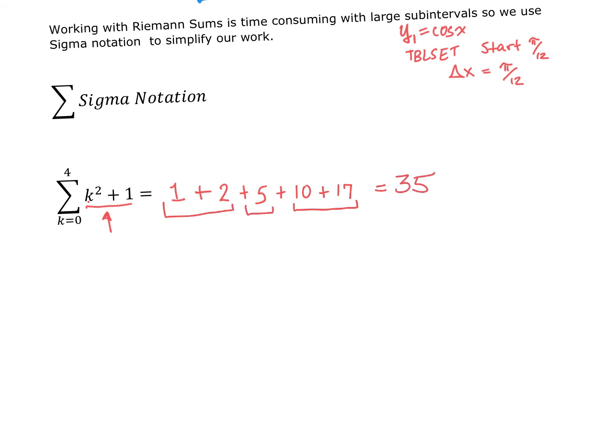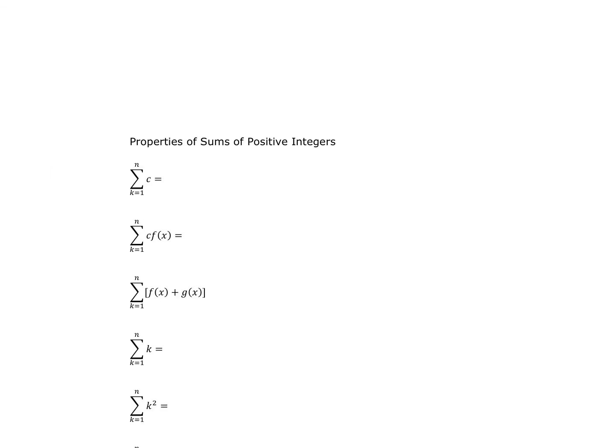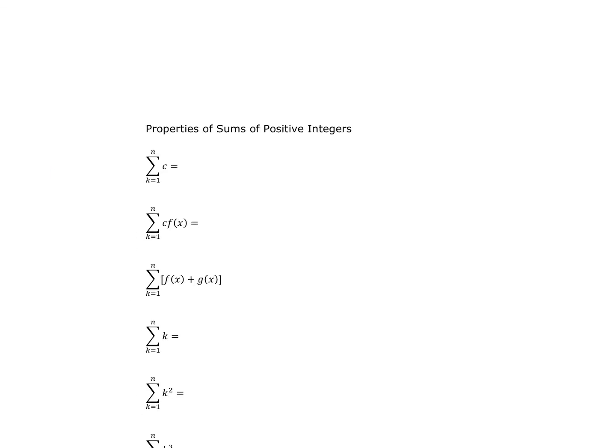Now, we had some rules here, and we're going to go over them in just a second, but this does not start at k equals 1, so I can't use those rules. But we're going to talk about how we can use those rules if we adjust for the k equals 0. All right, let's take a look.